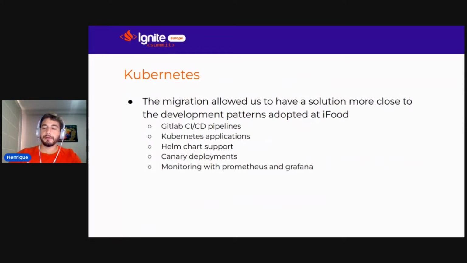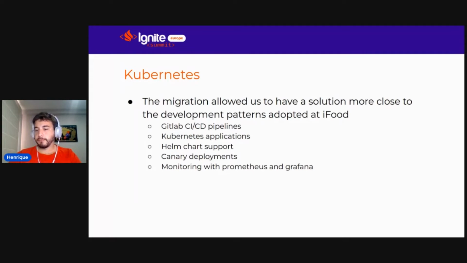Having the proposed solution and the migration to Kubernetes allowed us to have a solution closer to the development patterns adopted inside the company. We are now using GitLab CI pipelines, Kubernetes applications with Helm chart support for deployments. We support canary deployments for the applications, the worker and the API. And we support monitoring with Prometheus and Grafana.